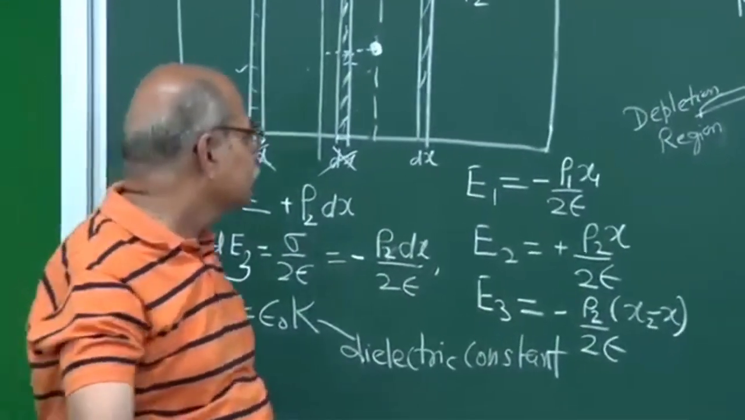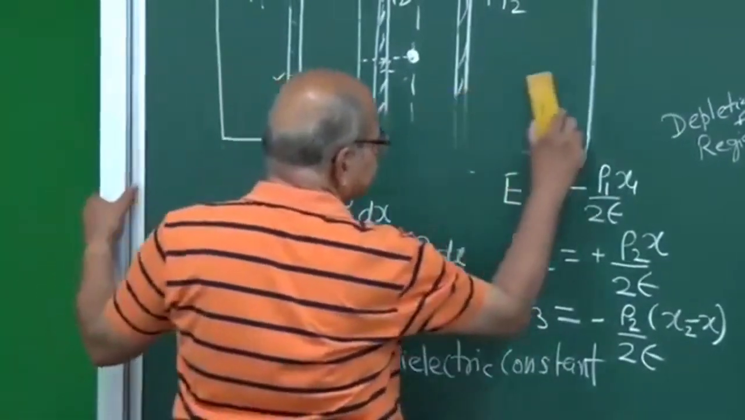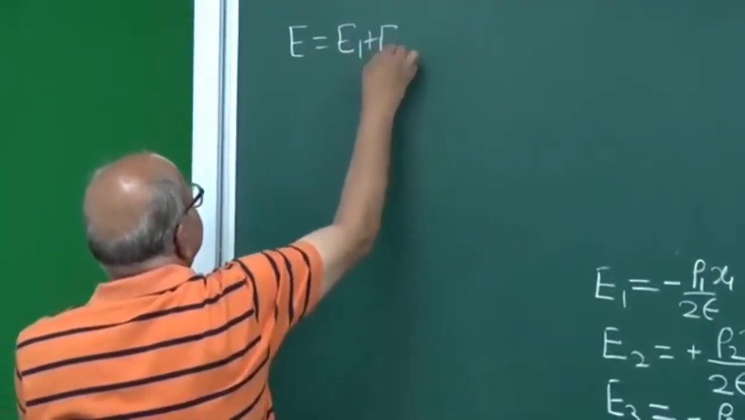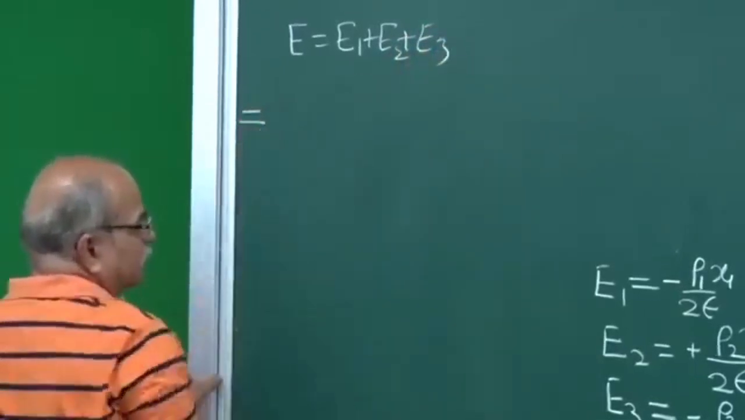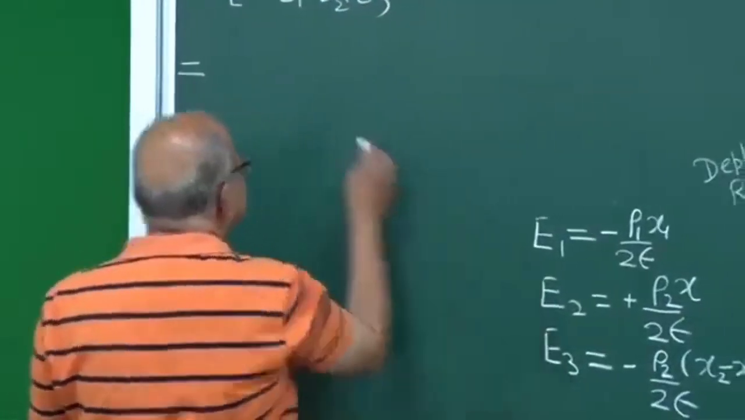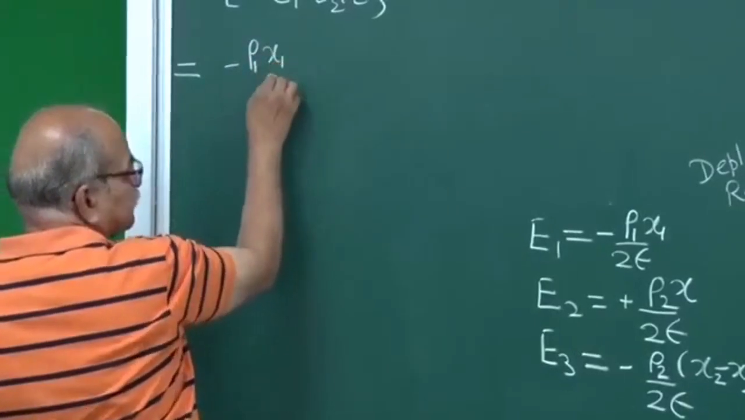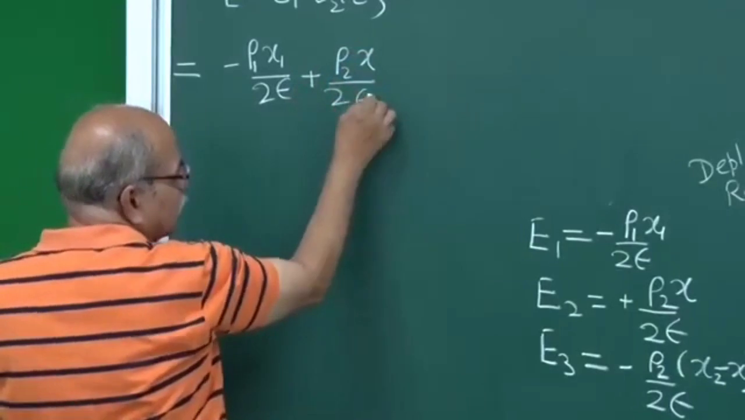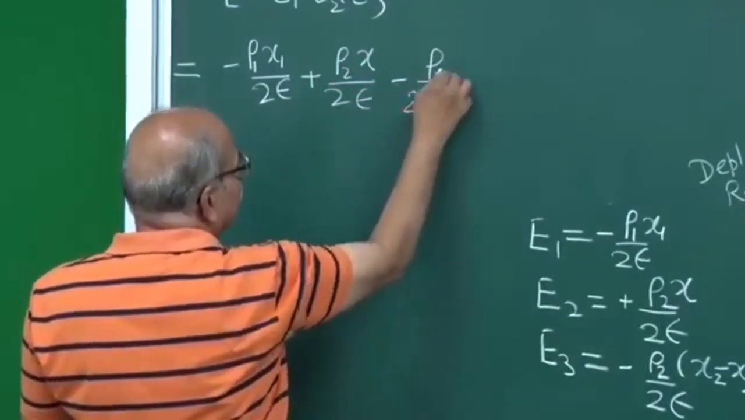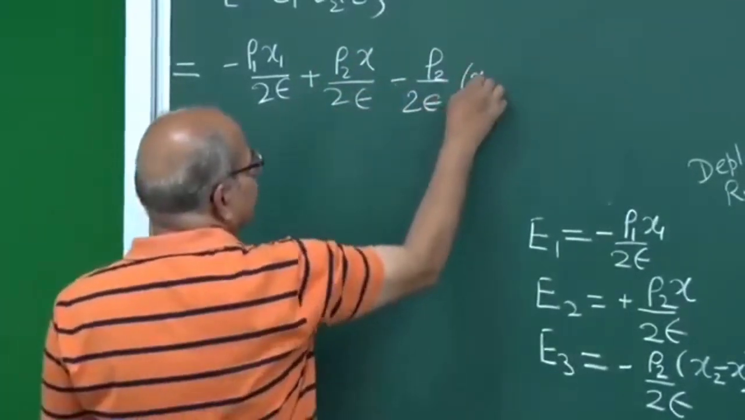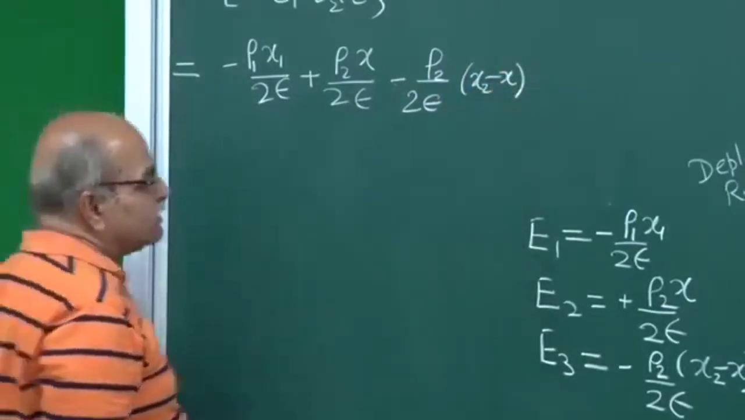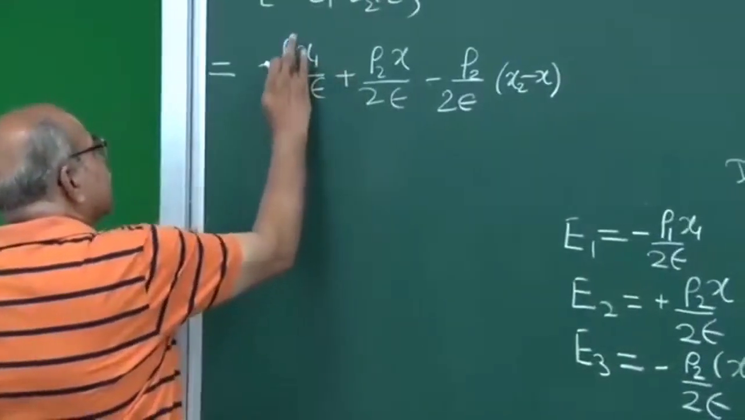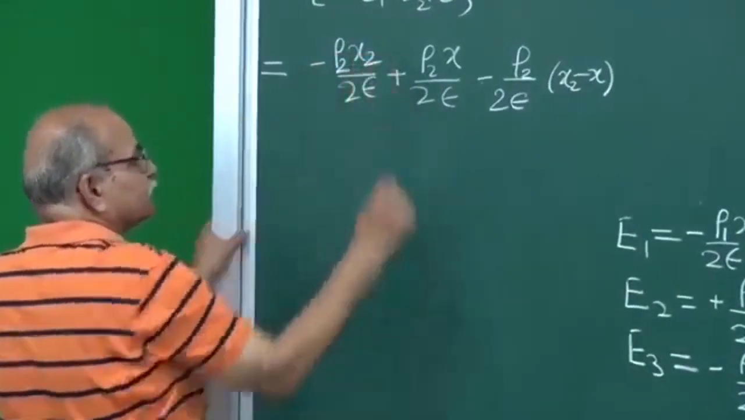Now you calculate what is the total. So the total electric field will be E1 plus E2 plus E3, and that is minus ρ1 x1 over 2 epsilon naught plus ρ2 x over 2 epsilon naught, and then minus ρ2 over 2 epsilon times (x2 minus x). And this ρ1 x1 I can write as ρ2 x2 from here. Okay. So this is ρ2 x2, so I can just replace it here itself. This is ρ2 and this is x2.